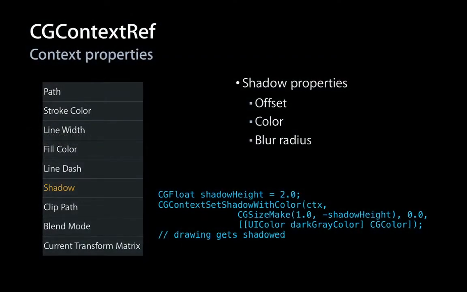Okay, now we've seen how to draw the text across the bottom, but of course we also want some nice shadows there. Shadow state is another piece of information on the context.